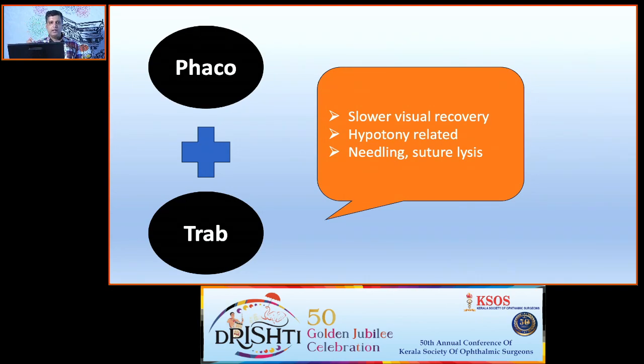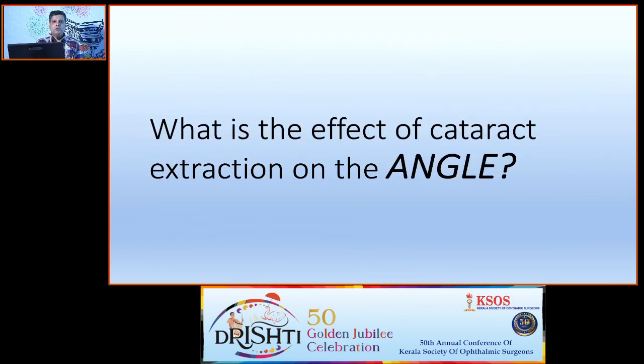You might have to do needling, you might have to do suture lysis, and none of these are a part of phaco. So when you add trab to phaco, the patients will lack the wow factor that phaco brings, compared to phacotrab. So we'll start the discussion on what is the effect of cataract extraction on the angle of the eye.